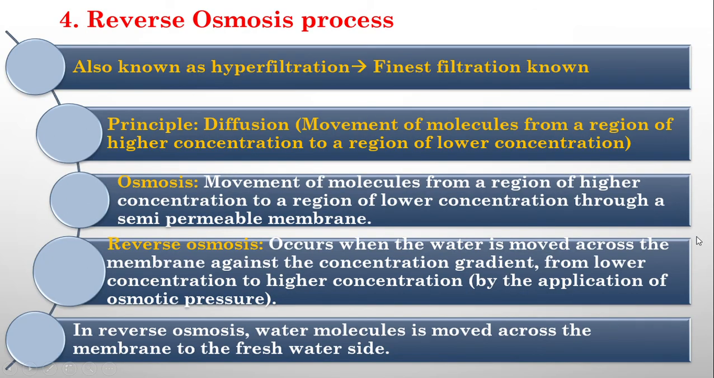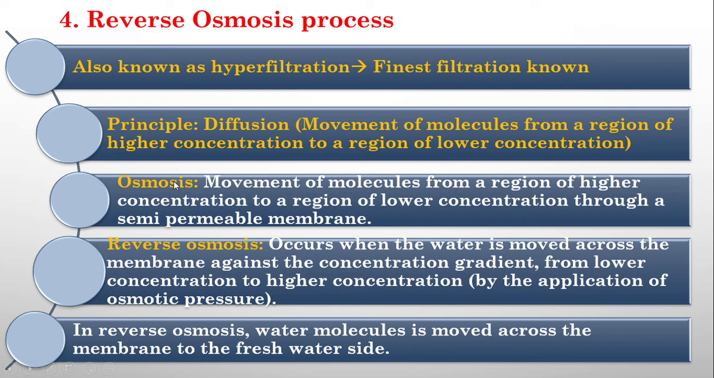The final process is the reverse osmosis process. You all know what reverse osmosis is. That process can also be used for removing the hardness of water, so it is also a water softening method. It is otherwise known as hyperfiltration. It works on the principle of diffusion. Diffusion means movement of molecules from a region of higher concentration to a region of lower concentration. Osmosis is the diffusion through a semi-permeable membrane.